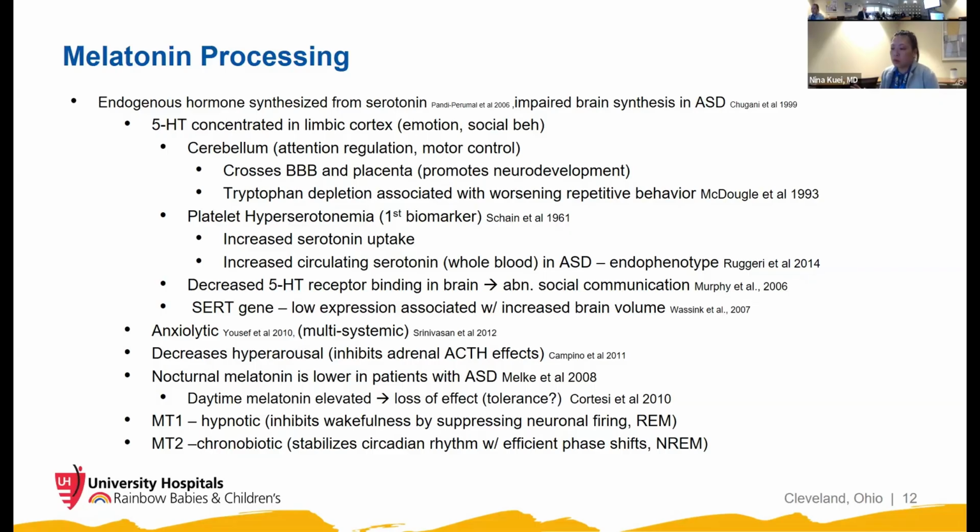And so a little bit more about the melatonin receptor. So MT1 functions almost like a hypnotic receptor. It inhibits wakefulness by suppressing neuronal firing. So it's actually more responsible for your REM sleep stage. And MT2 is called a chronobiotic. It helps synchronize your circadian rhythm. And how does it do that? It makes your phase shifts between sleep and wake more efficient. And so that is actually associated with more of your non-REM sleep stages.